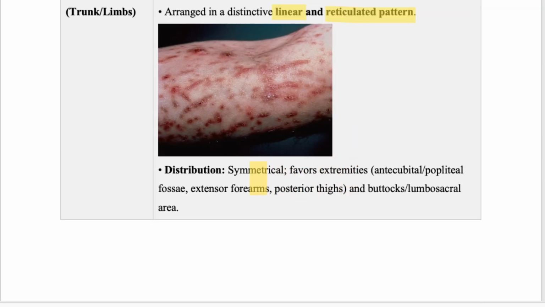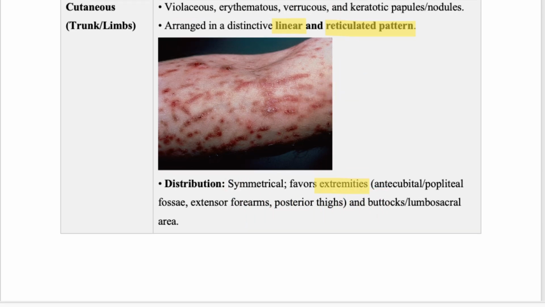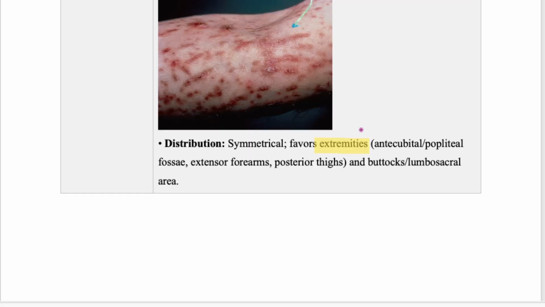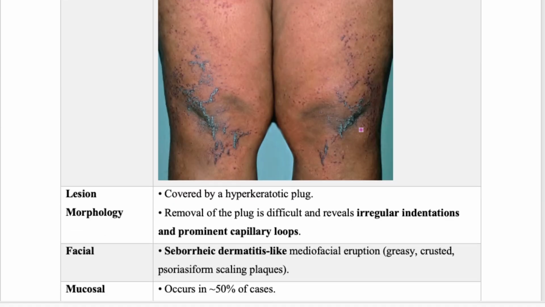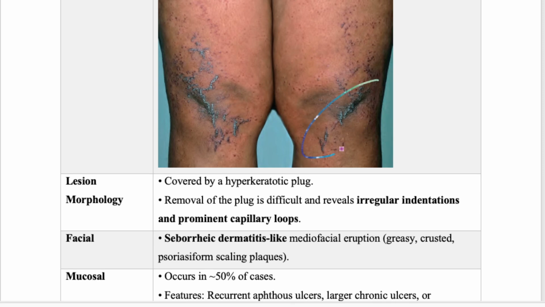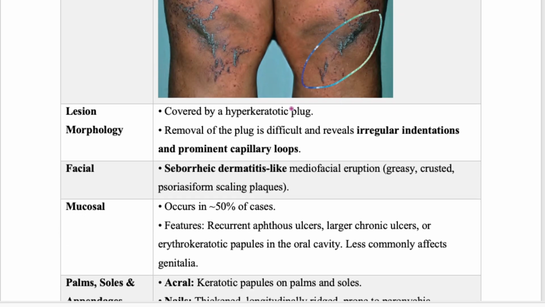Coming to the distribution, they are symmetrically distributed, favoring the extremities, the antecubital and popliteal fossa, extensor forearms, posterior thighs, buttocks, and lumbosacral areas. And here in this picture, you can clearly see the linear fashion of the lesions, and also some of the lesions are showing this reticulated or lace-like network pattern, which you can also see in lichen planus, Wickham's striae, if you remember. Okay, so this is yet another picture where you are able to see Nekam's disease presenting as a verrucous lesion over the knees.